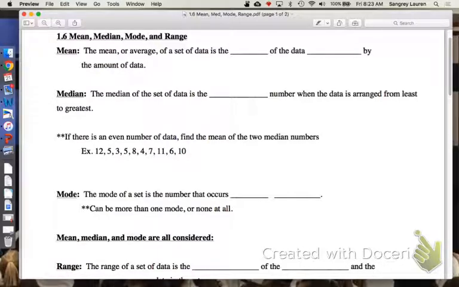We're going to start the next section, which I'm pretty sure should also be review for you. We're going to review mean, median, mode, and range. So the mean is also known as the average, and it's the sum of the data divided by the amount of data. So we always add up however many numbers we have and then divide by that amount of numbers.